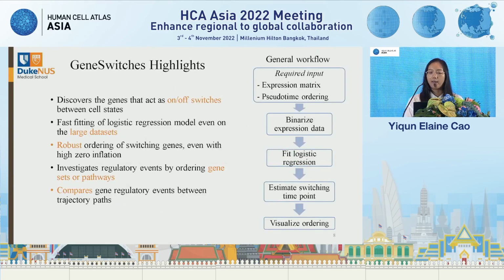And so there are some highlights of GeneSwitches. It discovers the genes that have clear on or off switching patterns, which can be good candidates that drive cellular transitions. And also, since we use the binarized data, it can fit the logistic regression model quickly, even on large data sets. And also, it provides robust ordering of switching genes. And apart from the individual genes, we can order the pathways along the trajectory as well, and also compare the regulatory events between two trajectories, such as bifurcations.